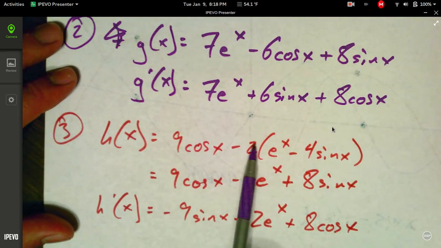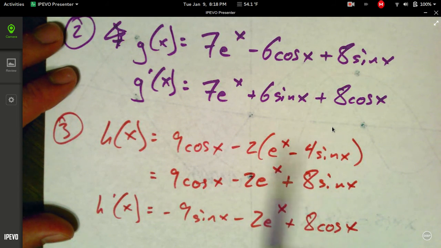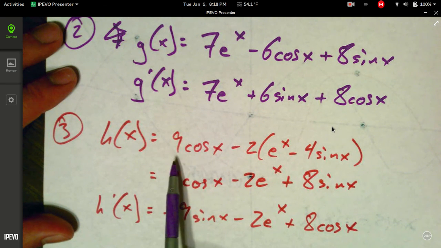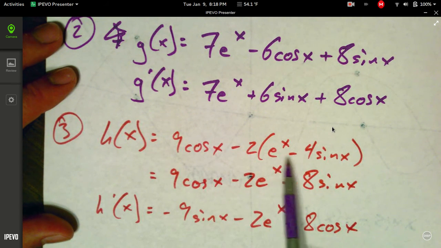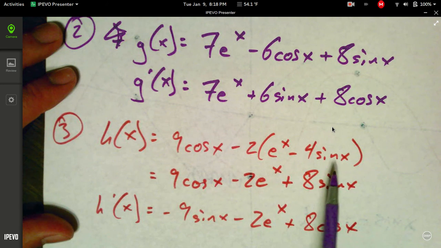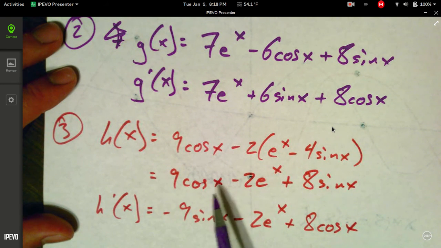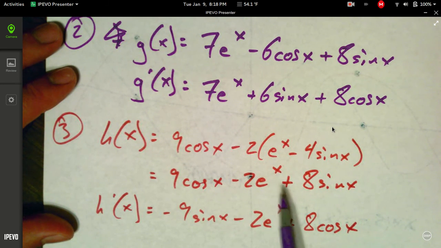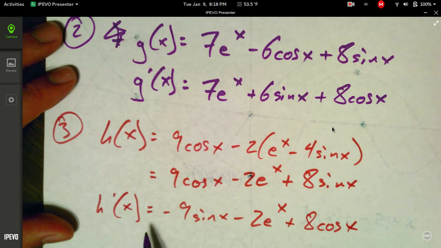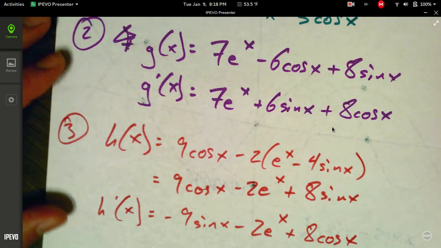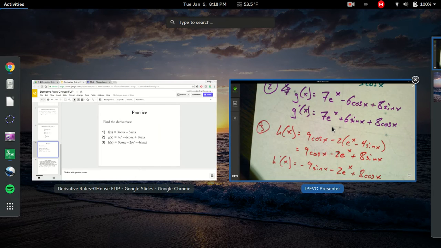And then for the last one, do the distribution here. That's the trick. We have something called the product rule that we'll talk about later, so don't worry about that just yet. This is 9 cosine x minus 2 times e to the x minus 4 sine x. Distribute the 2 and get 9 cosine x minus 2 e to the x plus 8 sine x. Then it's just like the previous problems, giving a final derivative of minus 9 sine x minus 2 e to the x plus 8 cosine x. And that takes care of our last example.